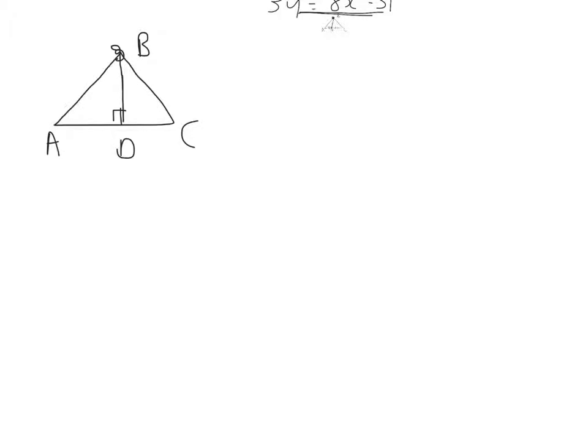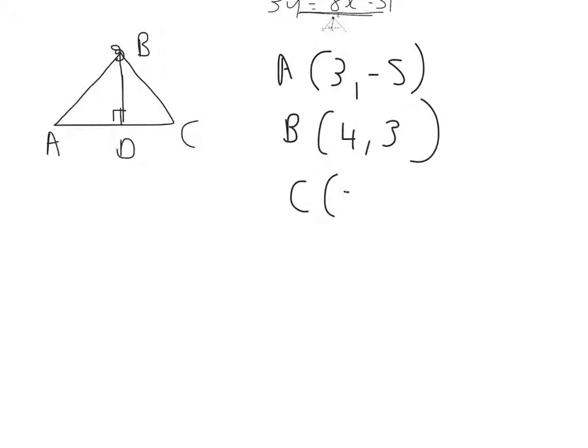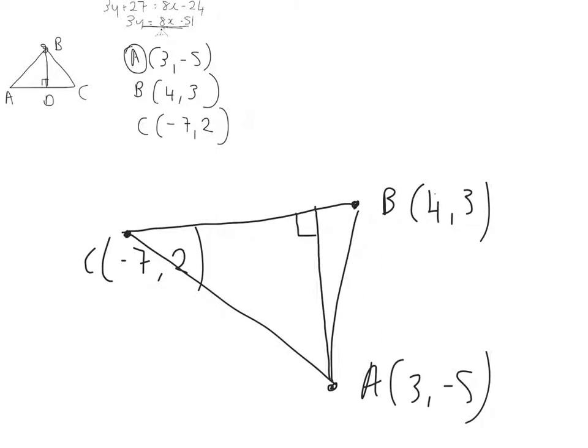Example 1. Triangle ABC has vertices A (3, -5), B (4, 3), and C (-7, 2). Find the equation of the altitude from A. So there's an example of what that looks like. So we're looking to find the altitude from A.